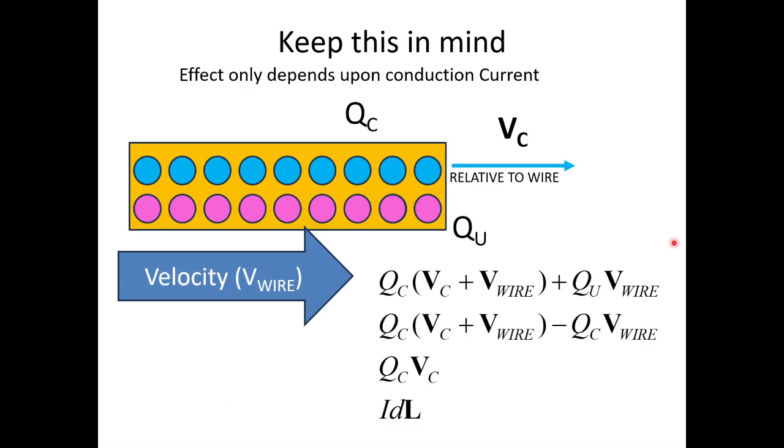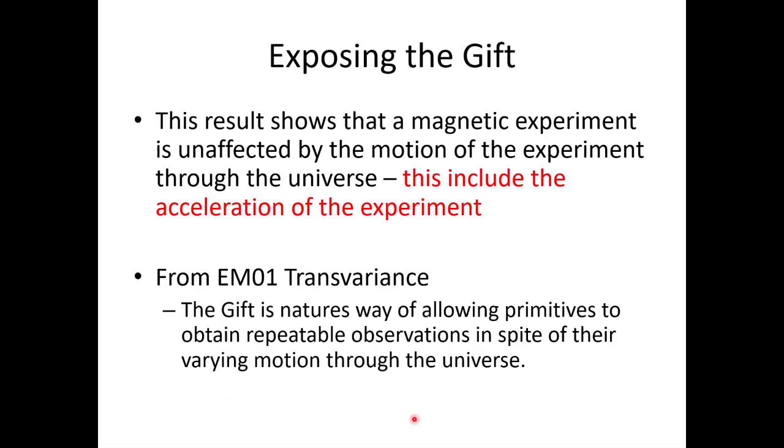Let's continue. Now this goes back to EM01, transvariance. This result shows that a magnetic experiment is unaffected by the motion of the experiment through the universe. And this includes the acceleration of the experiment. This is the wonderful gift that was talked about in EM01, the first paper of Ethereal Mechanics, called transvariance. The gift is nature's way of allowing us primitives to obtain repeatable observations in spite of our varying motion through the universe.